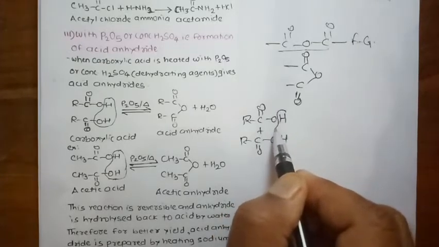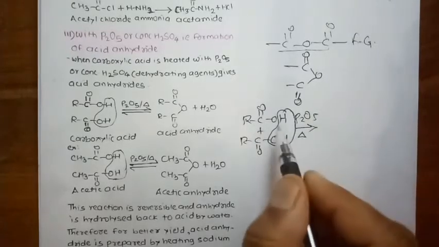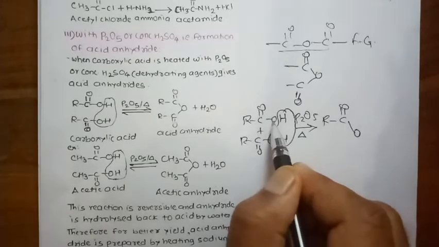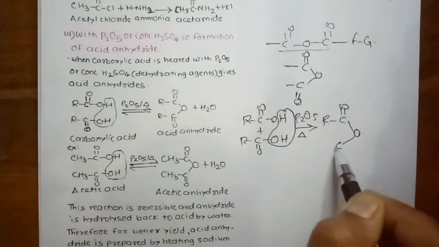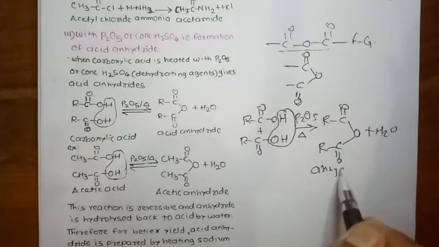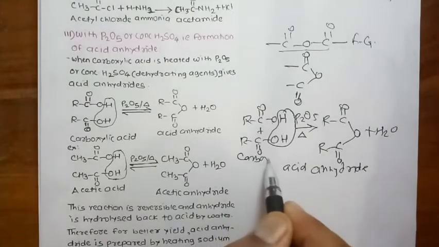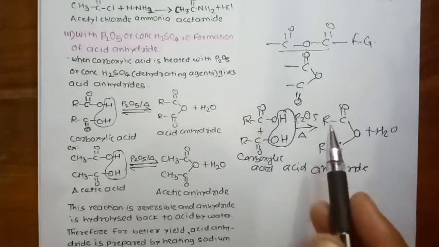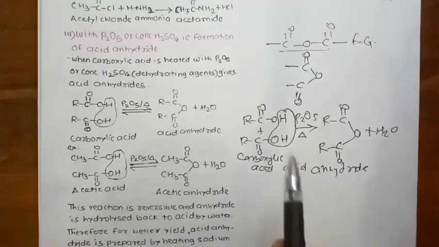Here this H and this OH combine, and by heating with P2O5, it eliminates a water molecule. Here this oxygen atom is attached to this carbon atom, and it gives the structure like this: RC double bond O, O, RC double bond O, plus H2O. It is an anhydride, also known as acid anhydride. In this way, if carboxylic acids are heated with dehydrating agents like P2O5 or concentrated H2SO4, then acid anhydrides are obtained. It is a general reaction.